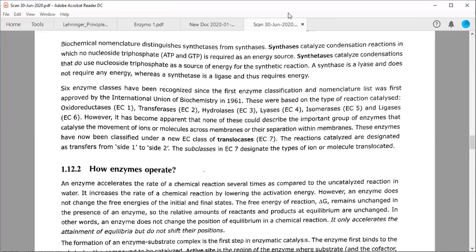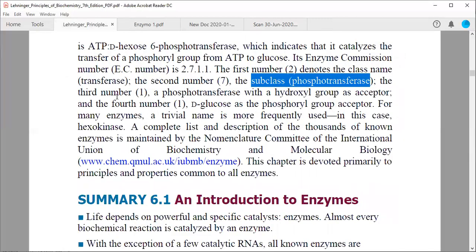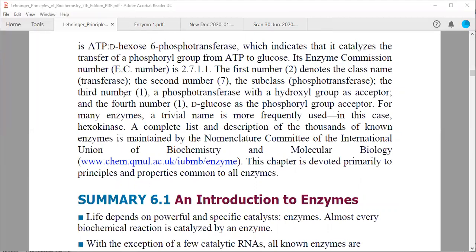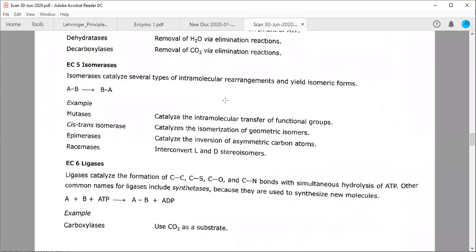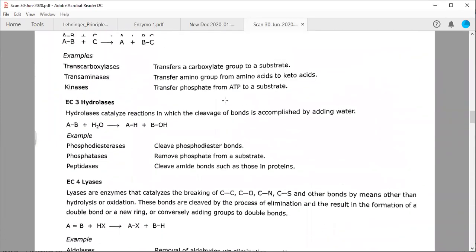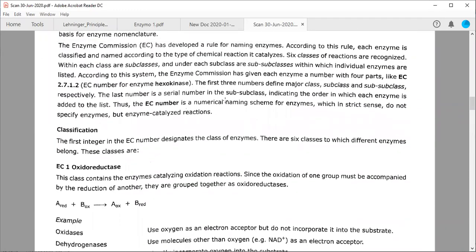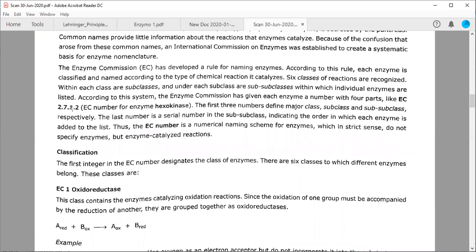Okay, so there is a query also. Let me show you something. You have noted this one actually. In your Pathfinder it is given as 2.7.1.2, I think. Actually, this last number is a serial number. This serial number is for the enzyme being discovered in sequence in this particular class.